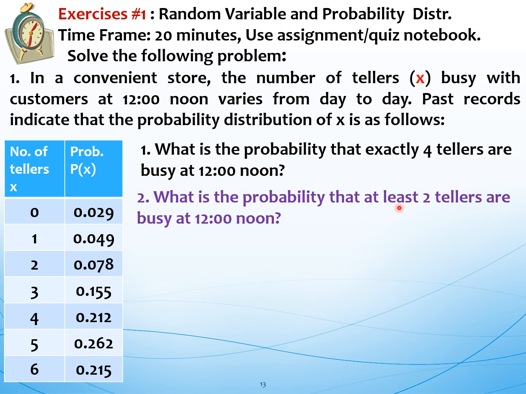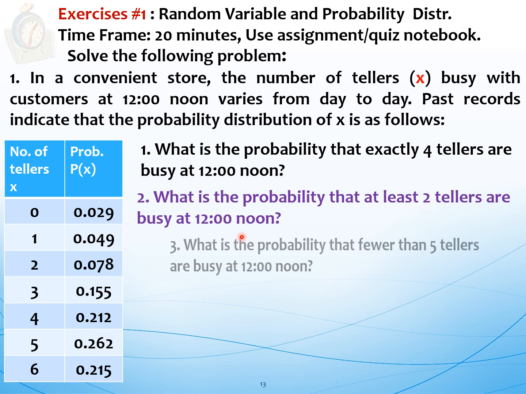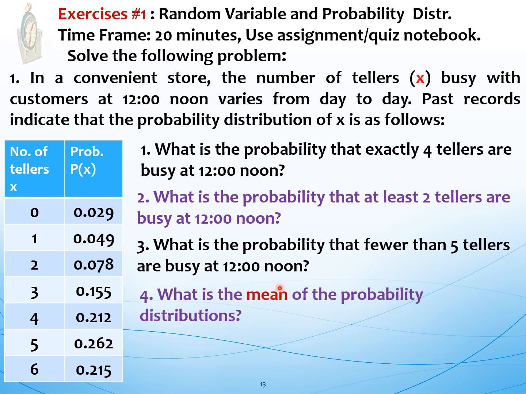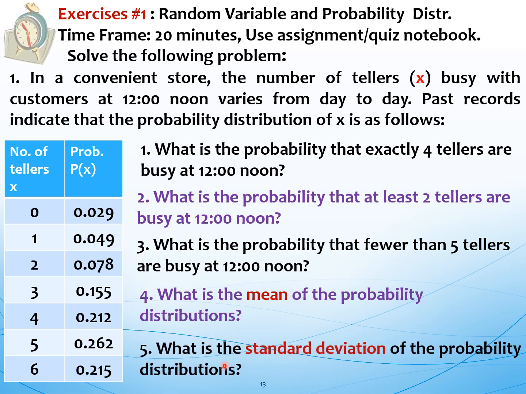2, what is the probability that at least 2 tellers are busy at 12 noon? At least. 3, what is the probability that fewer than 5 tellers are busy at 12 noon? And 4, what is the mean of the probability distribution? And last, what is the standard deviation of the probability distribution?